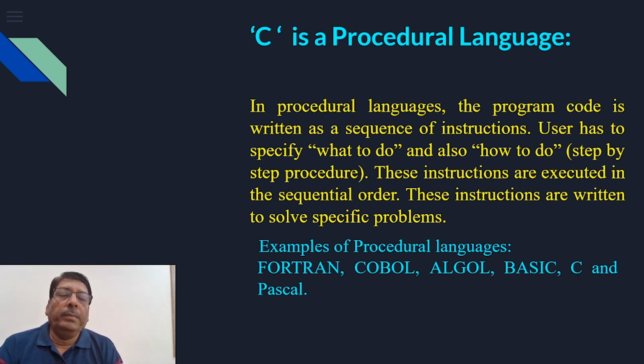Examples of procedural languages are Fortran, COBOL, Algol, Basic, C, and Pascal. Many of these languages we don't see today, but the example here is that C is also called a procedural language. So when I say procedural language, the instructions are executed in sequential order, which helps us solve the problem that is mentioned.